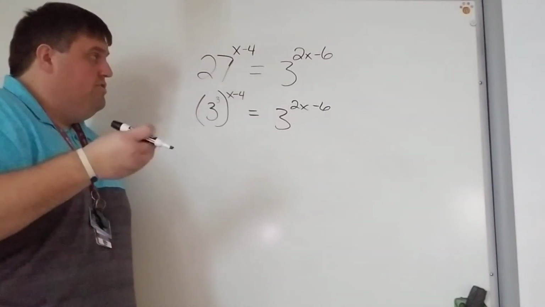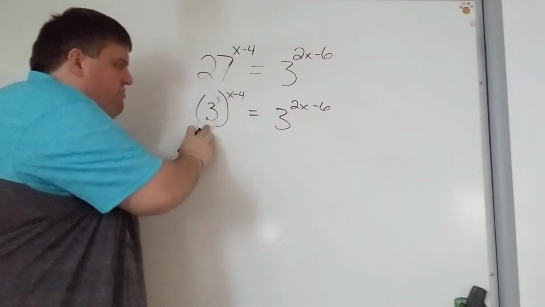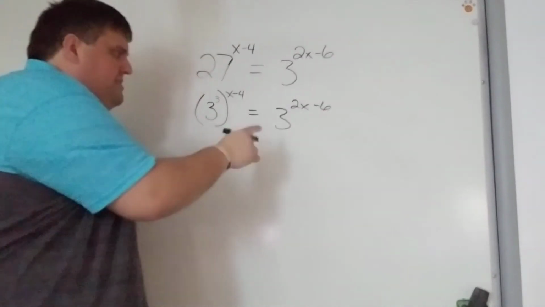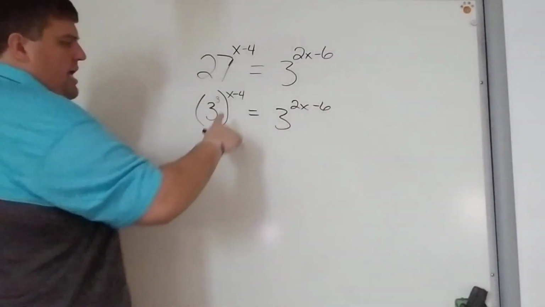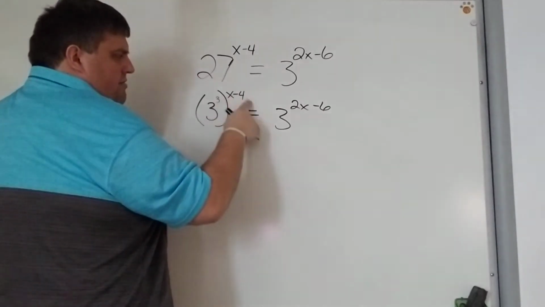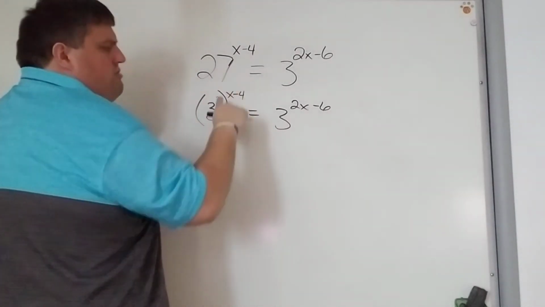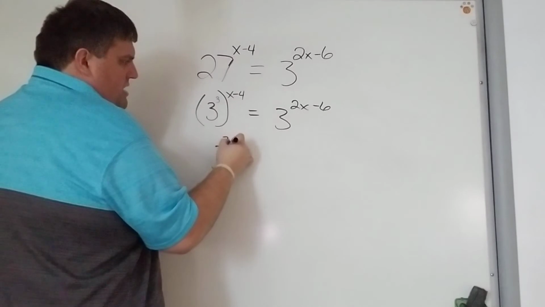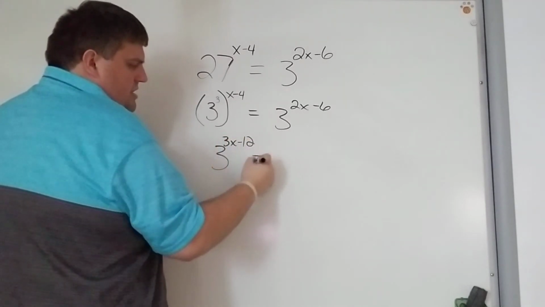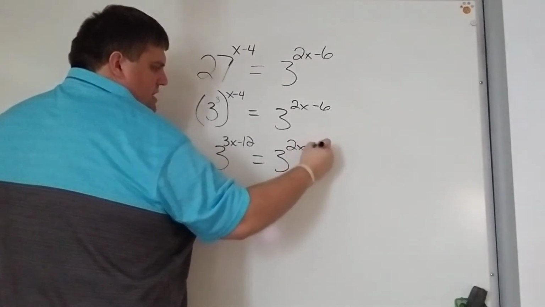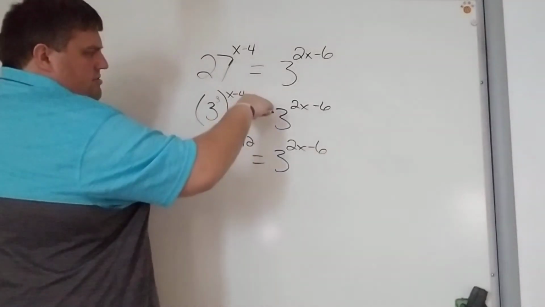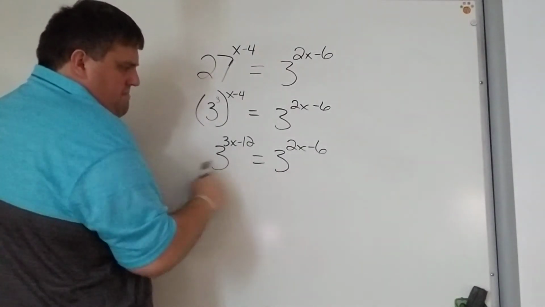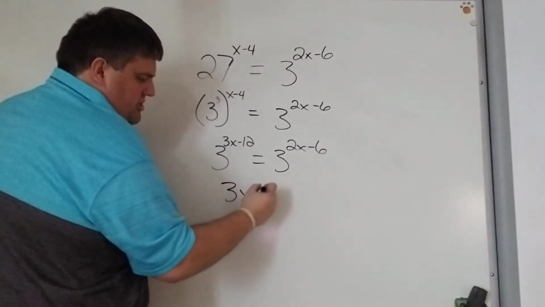So here's what we did. We took 27 and rewrote it as the other number's base to some power. They have to be the same. Because now we can do a power to a power here, right? And we're going to distribute. Distribute the 3 through, and that's going to be 3 to the 3x minus 12 equals 3 to the 2x minus 6. So I did 3 times x, 3 times negative 4. That's where I got that from. And now I can drop the bases because they're the same and set my exponents equal to each other.